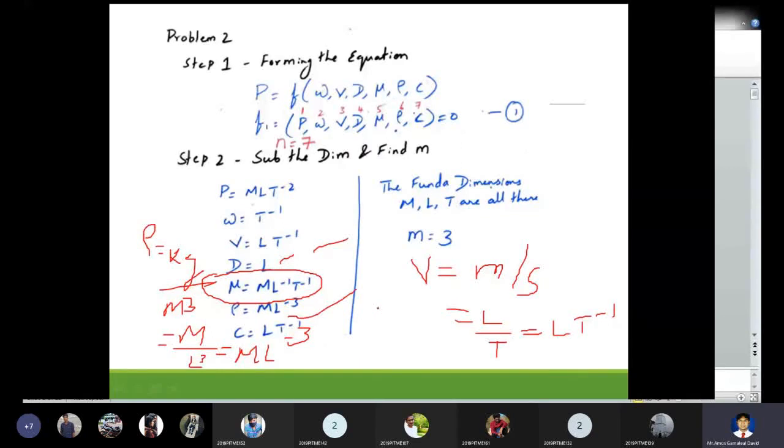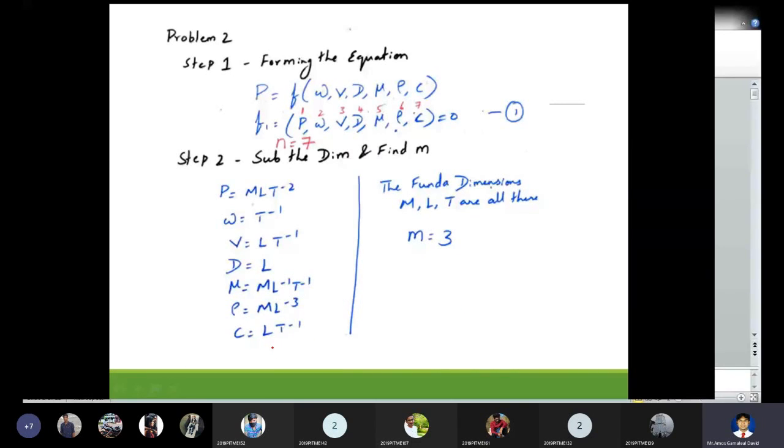Okay, C is what? It's actually velocity again. Here, this velocity is v, this velocity is speed of sound. That is also meter per second, so it will be L T power minus 1.